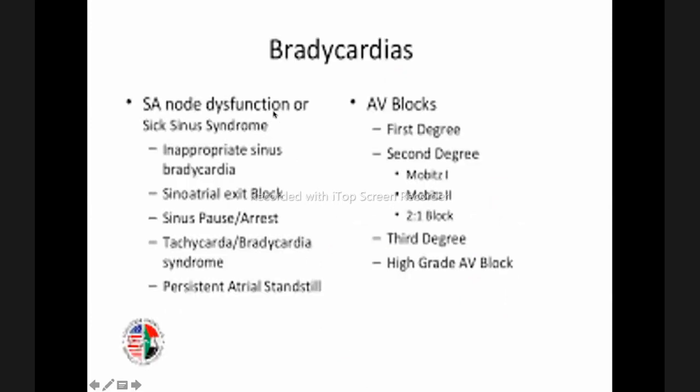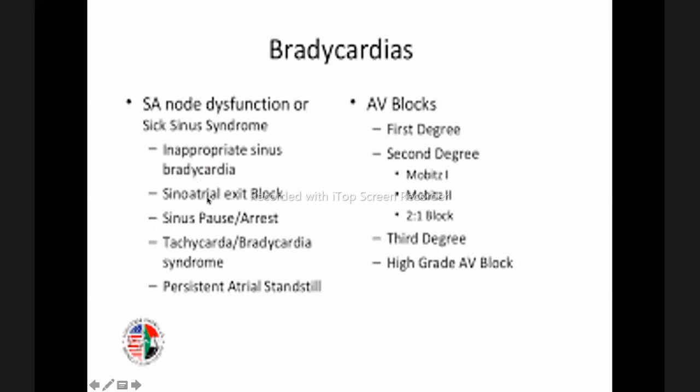So the different types, as I've already mentioned, is, for instance, the SA node, if it's dysfunctional, okay? Like in sick sinus syndrome. So it just means that the sinus node is sick. So it's called sick sinus syndrome. So you can get an inappropriate sinus bradycardia. So the heart rate is just slow. But if you look at the ECG, there's a P wave, there's a QRS, and the rest is normal, except that the heart rate is the one that is slow. Then you get a sinus bradycardia.